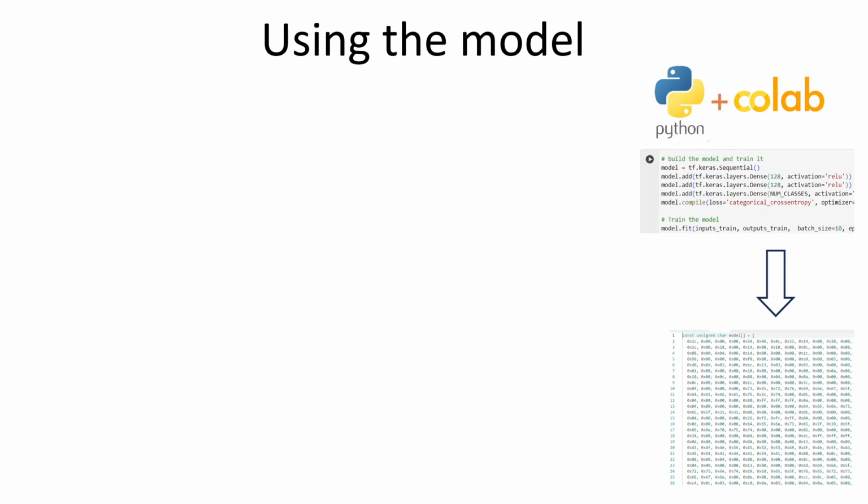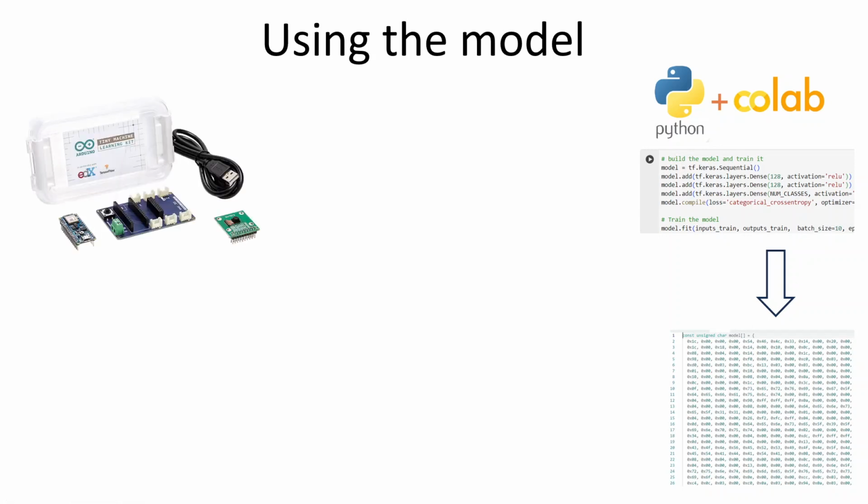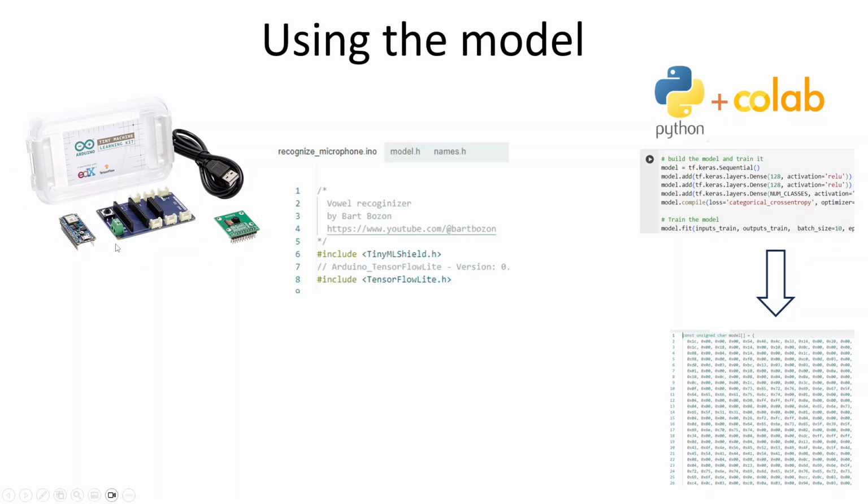In this video we will see how we are really going to use the model. So basically what we saw in the last video is that we use Colab and the Python environment and the training data to get a model and a model header file and a names header file.